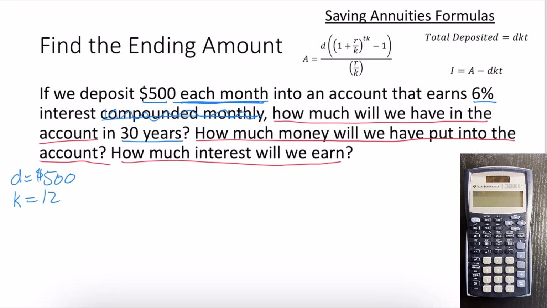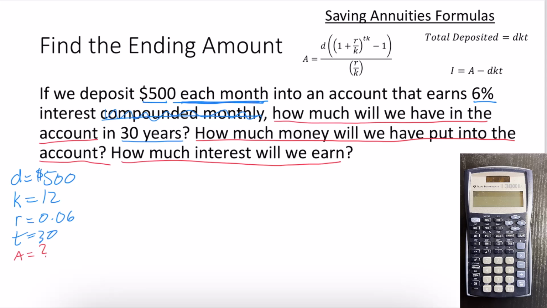And then the 6% is my R, so that's 0.06. And then my time is 30. And then this first question says, how much will we have in the account in 30 years? Well, that's what A represents, so that means I'm looking for A.